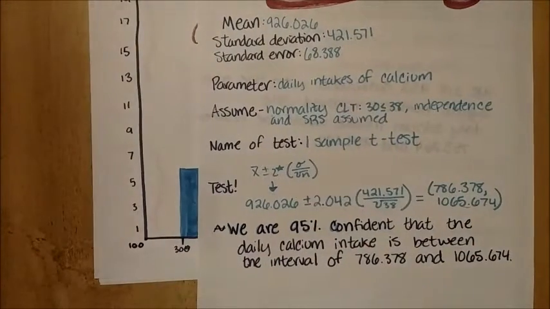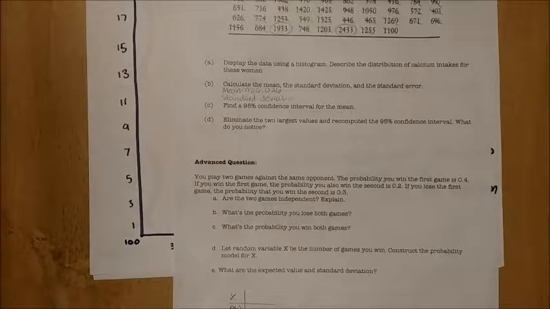And then here's my statement that we are 95% confident that the daily calcium intake is between the interval of 786.378 and 1065.674. It asks us to eliminate the 2 largest values and recompute the 95% confidence interval. And what did I notice?